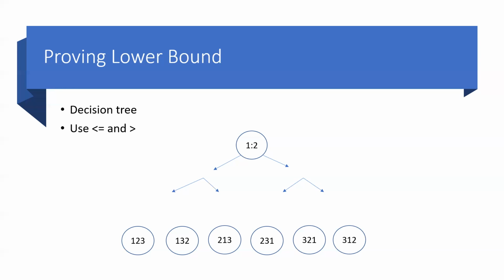For an example, the permutation of 1, 2, 3 means that from the root we would go left and know that 1 is less than 2, and then we would go left again and know that 2 is less than 3. And since 1 is less than 2 and 2 is less than 3, 1 is less than 3, and we can put it in that order. This is what a 3 element decision tree would look like.